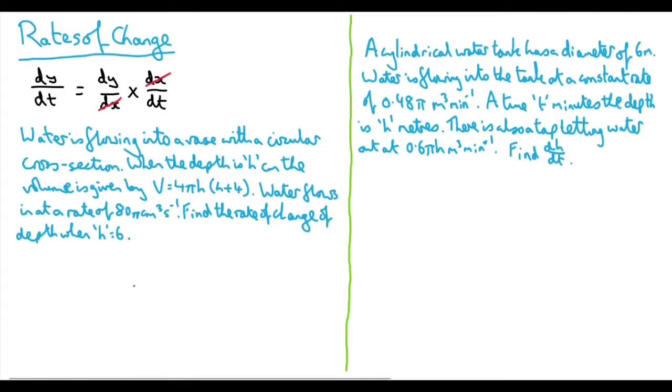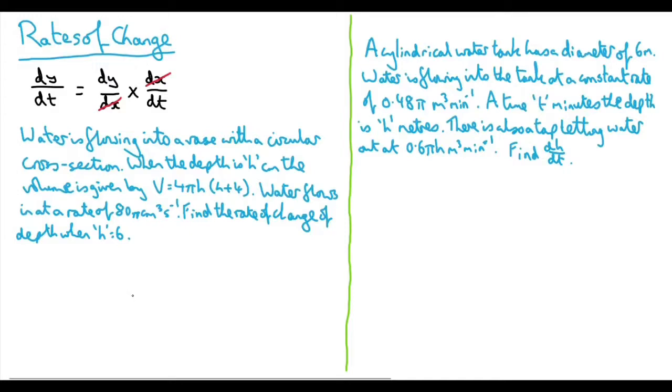For an example of this, we could have that water is flowing into a vase with a circular cross-section. When the depth is h centimeters, the volume is given by V equals 4 pi h, and then in brackets h plus 4. Water flows in at a rate of 80 pi centimeters cubed per second. Find the rate of change of depth when h is 6.